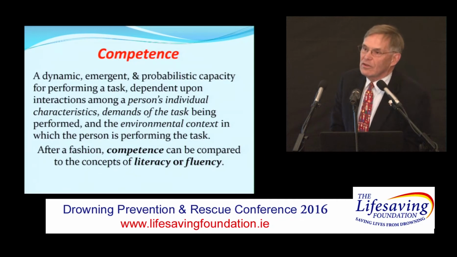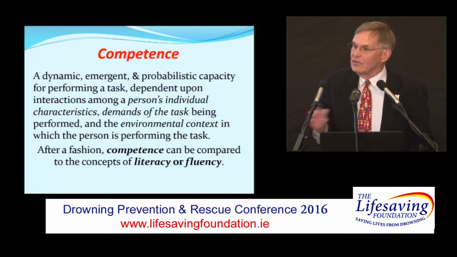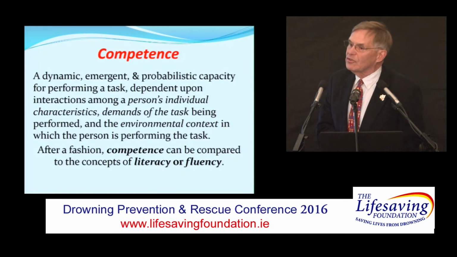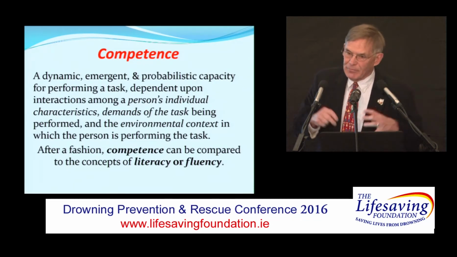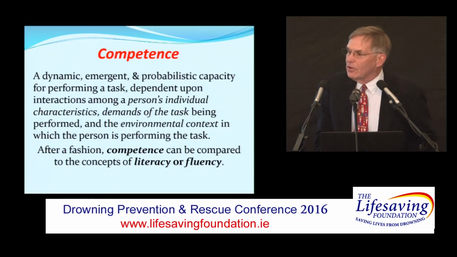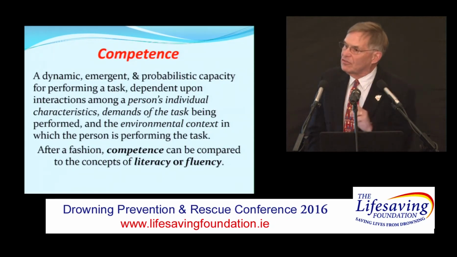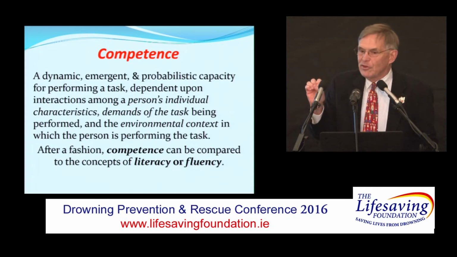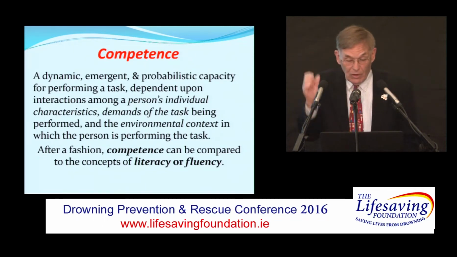Each of those terms is used in a very specific fashion as part of this definition. Dynamic is from the sense that they're easily changed and interactive. Emergent means that it's not a determined factor, but it's part of the general physical properties. And probabilistic means that it abides by the laws of chance and statistics. So it's a little bit less deterministic than sometimes we have portrayed the acquisition of skills.